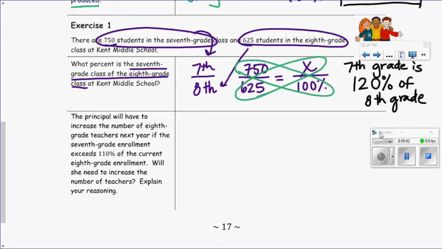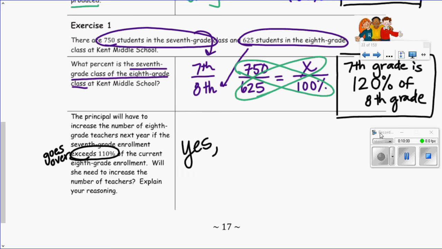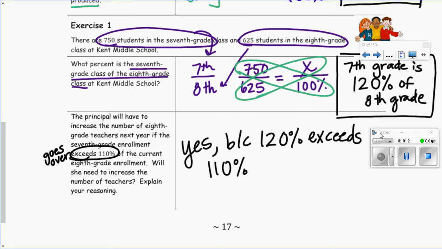That's because the 7th grade has a higher enrollment. In fact, speaking of enrollment, the principal will have to increase the number of 8th grade teachers next year if the 7th grade enrollment exceeds 110%. So exceeds means to go over. So if it goes over 110%. And the answer is yes, because 120% exceeds 110%. Okay, so the enrollment did exceed 110%.